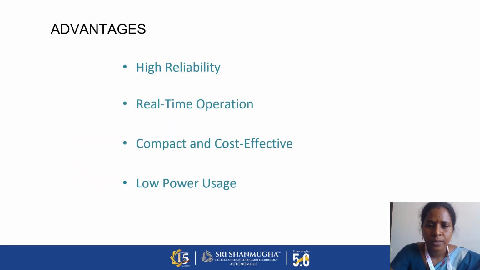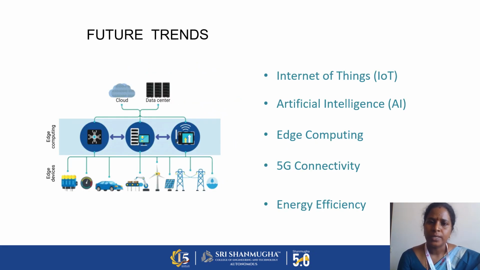Some advantages present in this part are high reliability, real-time operation, compact and cost effective, and low power usage. Future trends: the embedded system will be connected to IoT and artificial intelligence, edge computing, 5G connectivity, and energy efficiency, which is the main part of the embedded system that will connect to the entire process to improve the growth and speed of communication and to utilize a lot of applications.